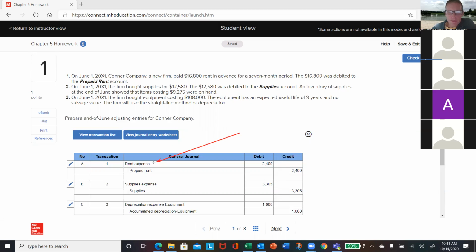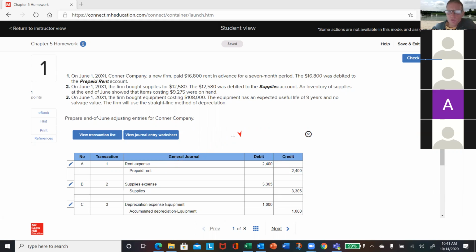So remember the impact. Rent expense goes on the income statement. Prepaid rent is on the balance sheet. So if we don't record and post these, our income statement would not include rent expense, and it needs to. Our income statement would be wrong. It would be off by $2,400 in terms of profit just because we didn't record this entry. And the same thing with prepaid rent. Our balance sheet asset account would be wrong by $2,400 because we didn't post it.